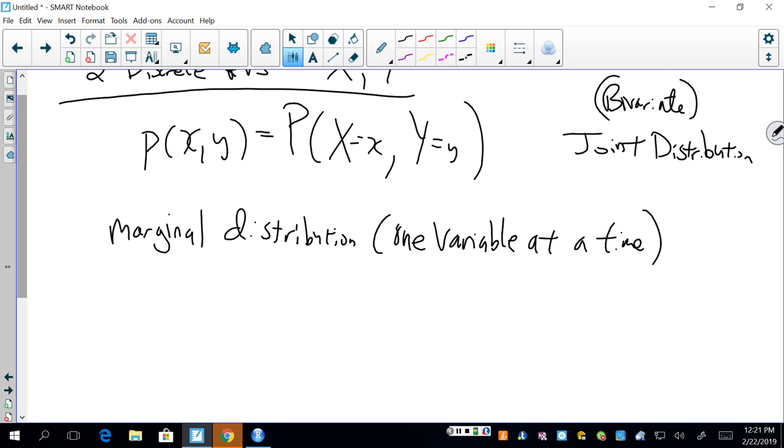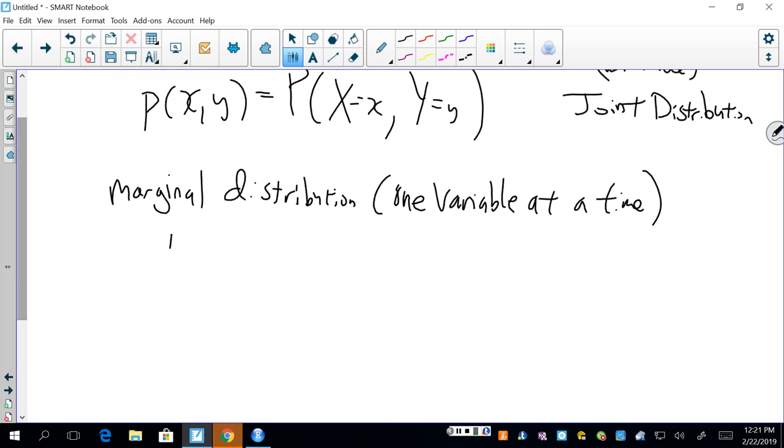By adding up the probabilities across the other variable. By that we mean, say we want the probability that x equals a value just for that variable. That might be represented as just a p of x, and I would put a little subscript on there to keep track of which variable you're talking about.